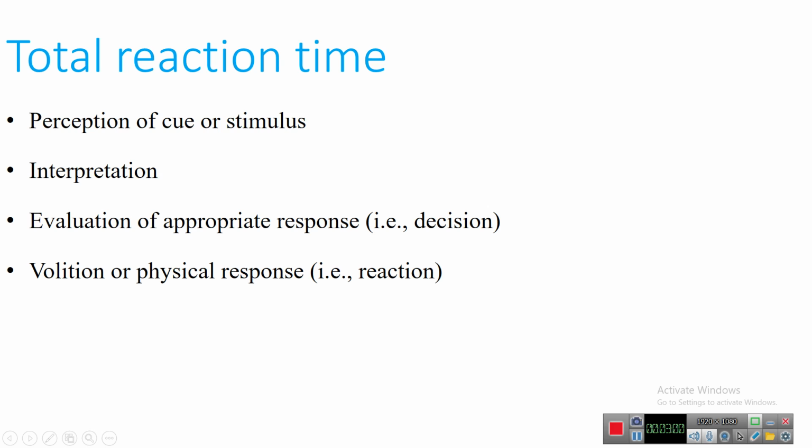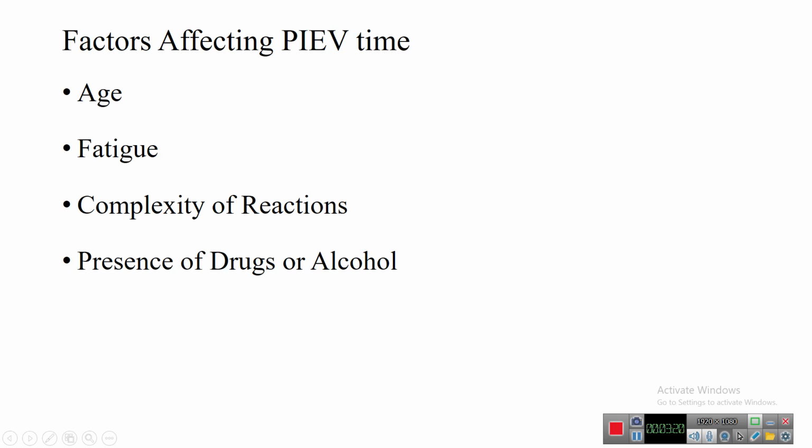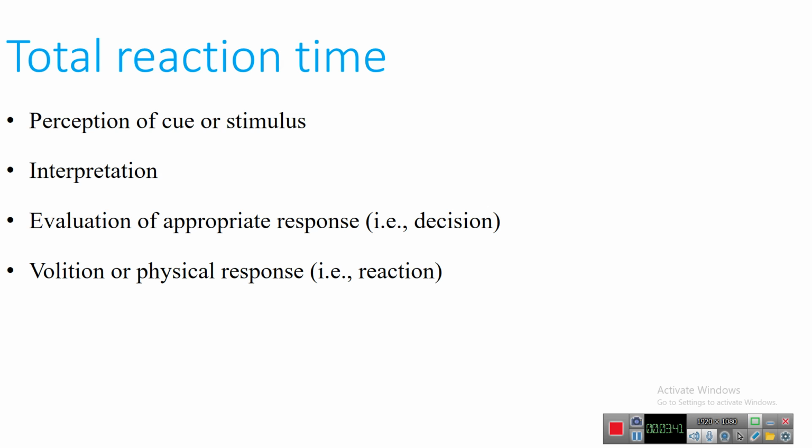The most important in the road user characteristics is total reaction time, which may be called PIEV time. What is PIEV? Perception, interpretation or intellection, evaluation, and volition, or the response: decision and response. What are the factors affecting the PIEV? Your age, fatigue, which means whether you are tired or relaxed. Complexity of the reaction: whenever you see the object, your reaction will change. Presence of drug or alcohol, whether your mood is affected by any content.